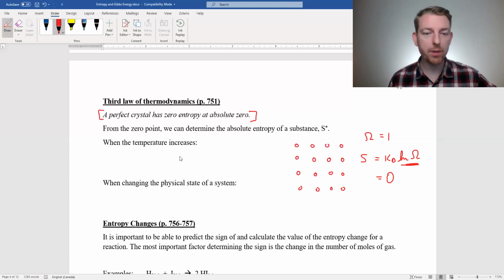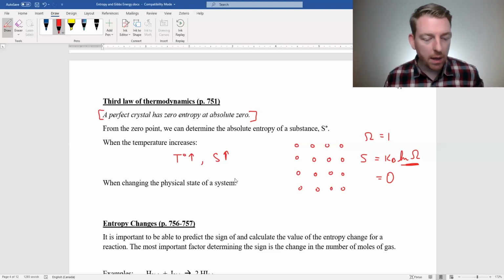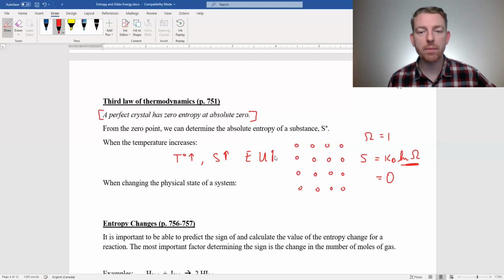Okay, and as the temperature increases, now we're getting these atoms to move slightly. They have more microstates that they can take. So as the temperature rises, entropy rises. What else have we got? Kinetic energy. The energy, what we've also called the internal energy, is going to go up, or kinetic energy. And of course, this goes through because the number of microstates is also going up.